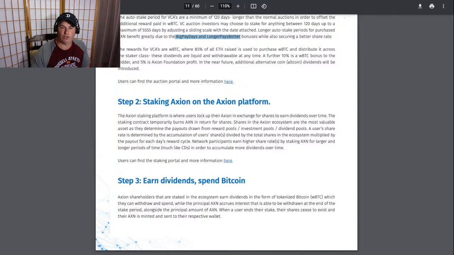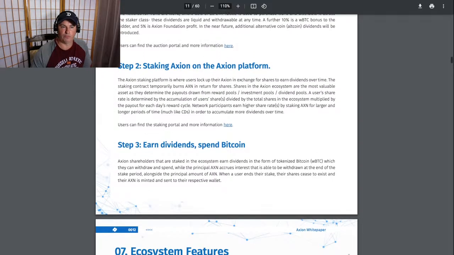Network participants earn higher share rates by staking Axion for larger and longer periods of time, much like traditional CDs, in order to accumulate more dividends over time. That's why you're seeing 80 billion Axion staked for 15.2 years, because they get well over 3 times more shares as a bonus. So it's pretty neat for them, and they get more of the reward pool.